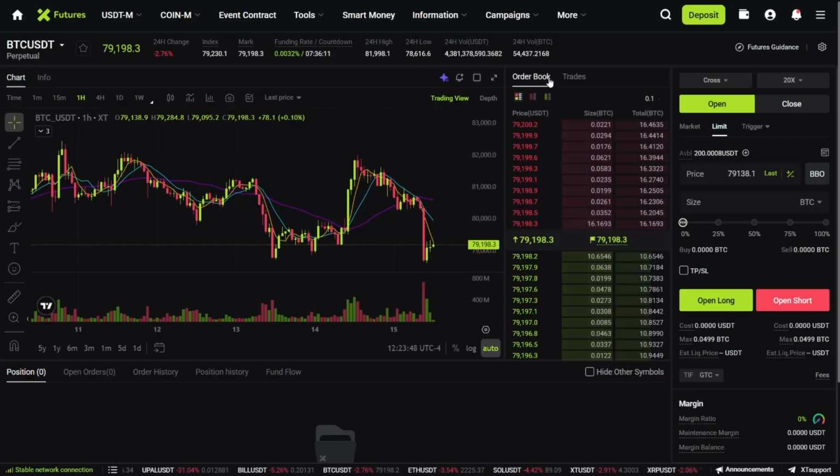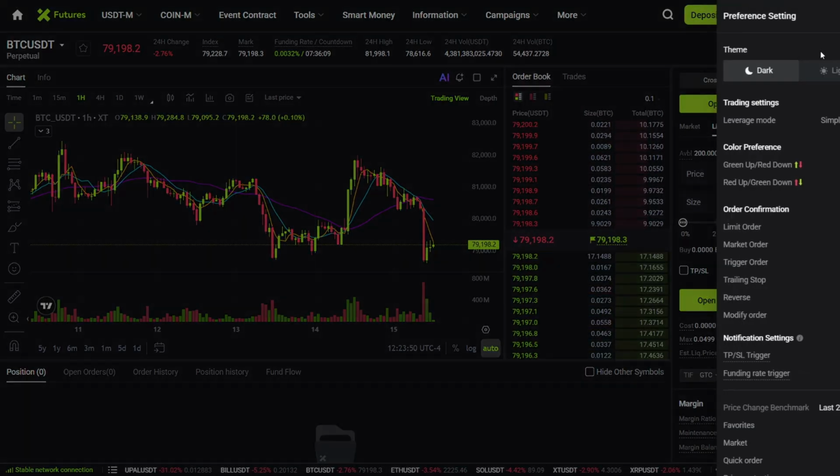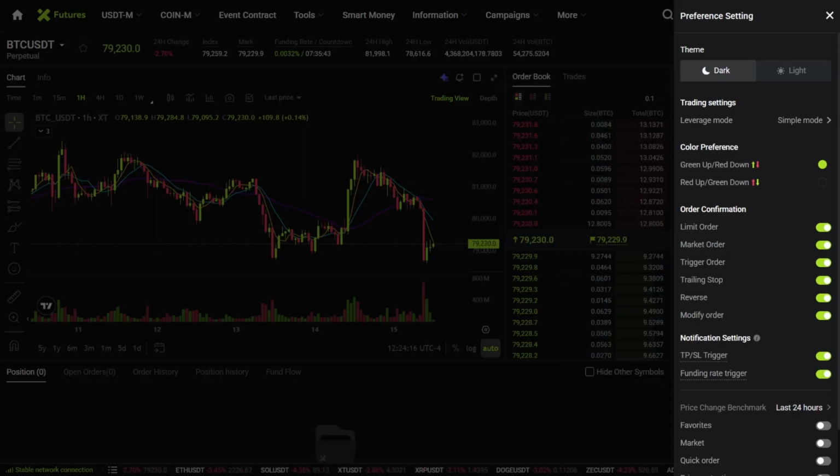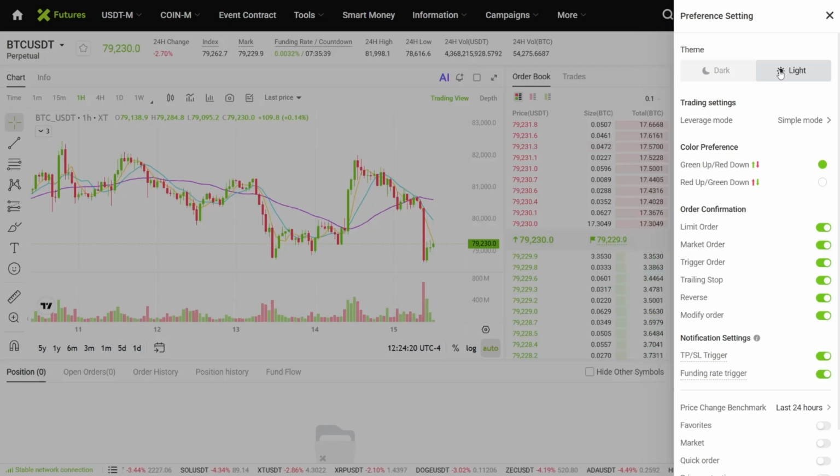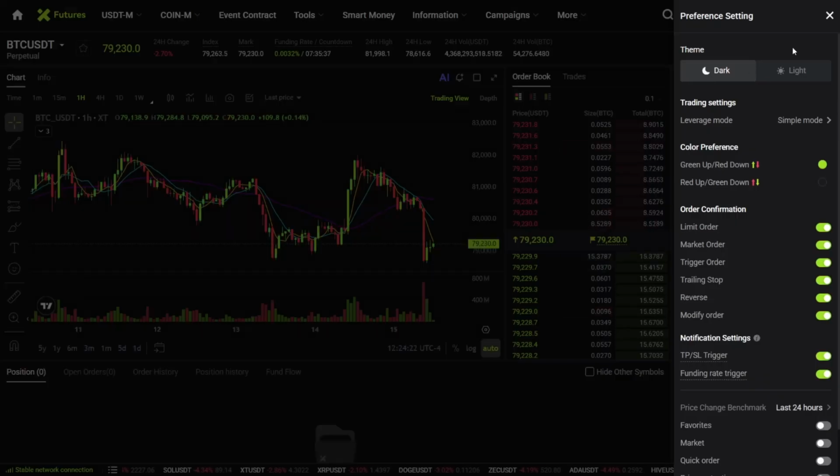On the top right of the dashboard, we have the Settings tab. Here's where we can choose the theme of our dashboard. Right now we're on dark. We could switch it to light if you prefer that, but I prefer dark, so we're just going to keep it like that for this tutorial. You can adjust notification settings, which control how XT alerts you about things like price alerts, orders, or account updates.